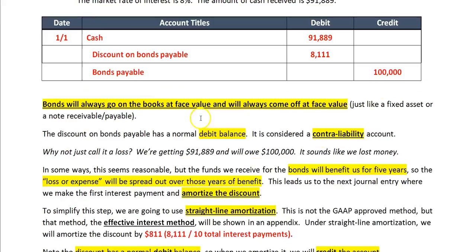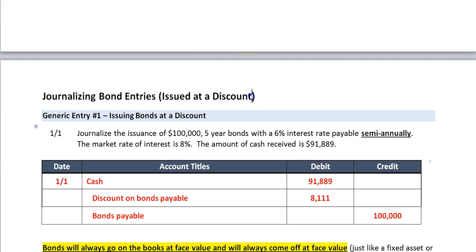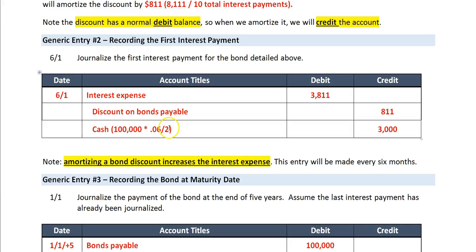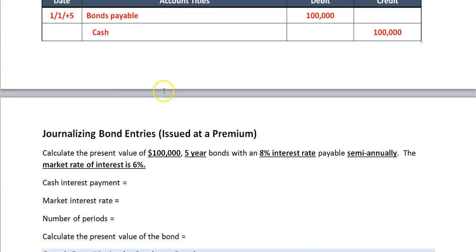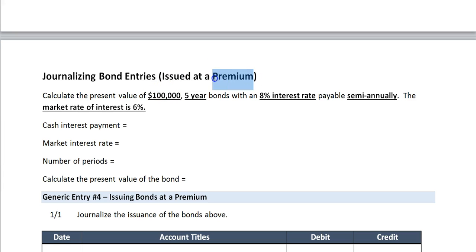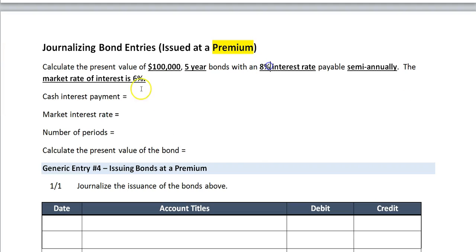Alright, so that was one example with a discount. The whole page is focused on issuing them at a discount, what we do with the discount, how we amortize it. Now we're going to look at the same scenario but at a premium. So we've got to flip around. I think we flipped around the market rate and the interest rate here.